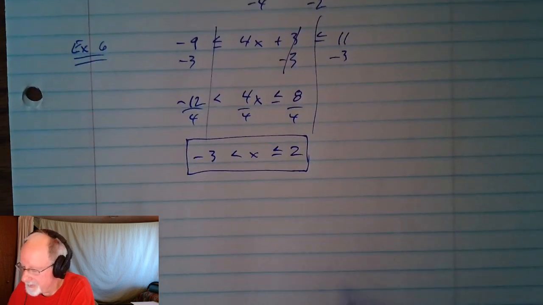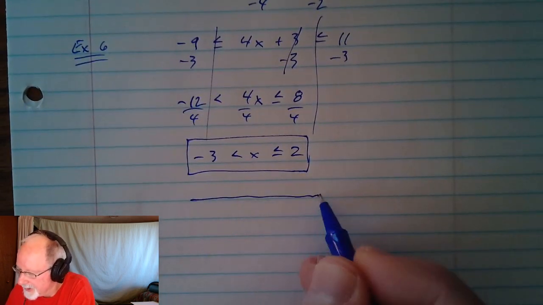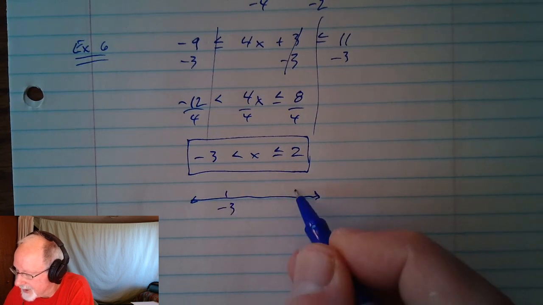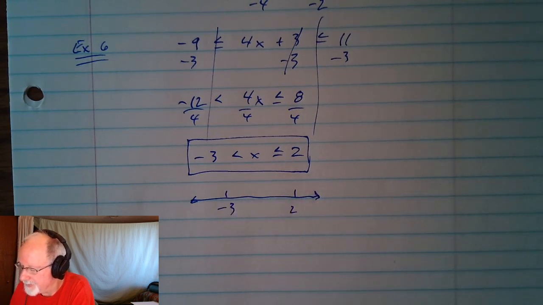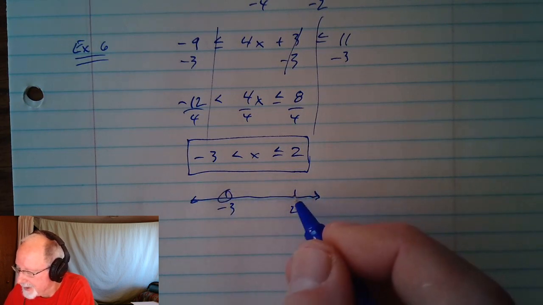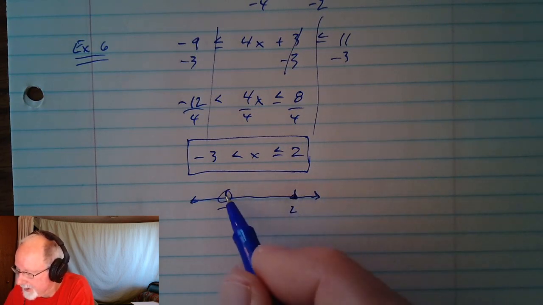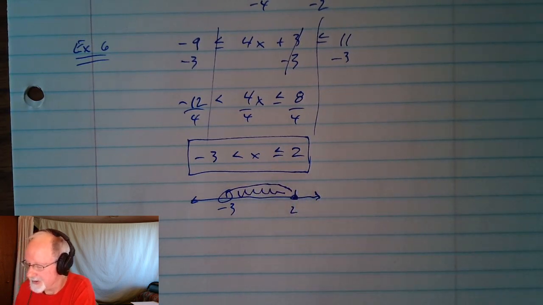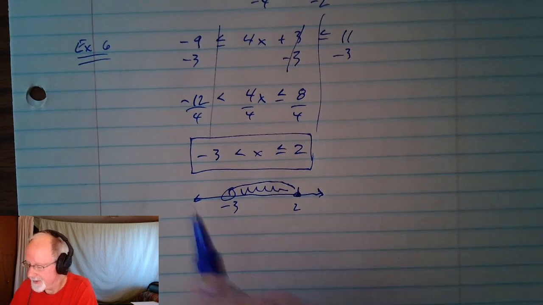And then the picture would be a chunk of the number line, a segment with negative 3 and positive 2 as our crucial points. Negative 3 has an open circle on it, and 2 has a dot on it. And then I would fill in between, because all of those numbers are solutions. All right, good luck, and here is the assignment.